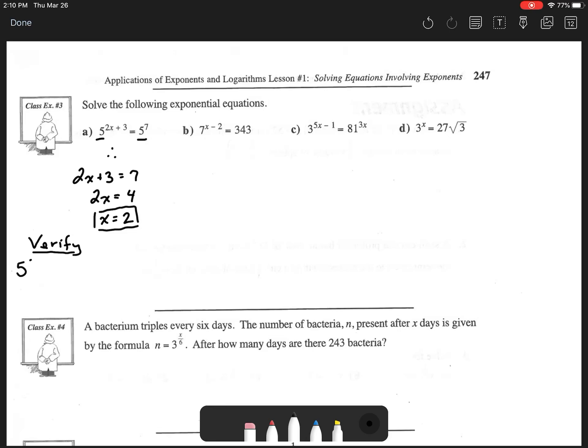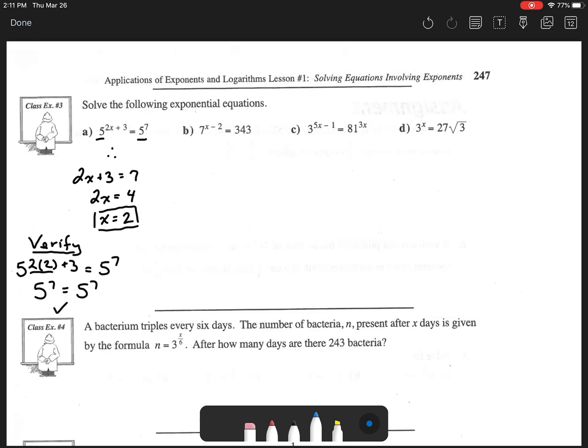So 5 to the exponent of 2 times x, and my x value is 2, plus 3. That should equal 5 to the exponent of 7. So this will be, okay, 2 times 2, that is 4. 4 plus 3 is 7. So I do get 5 to the exponent of 7 equals 5 to the exponent of 7. So that means my solution of x equaling 2 was correct. Okay, on to the next one.